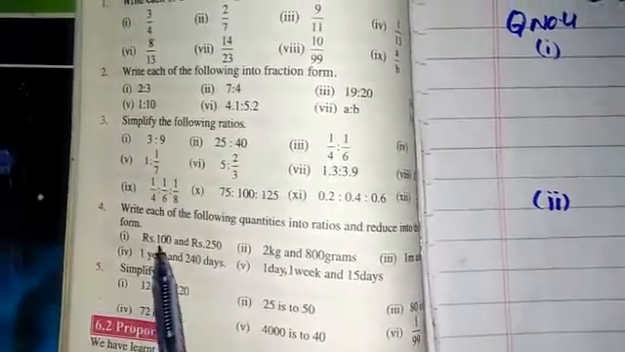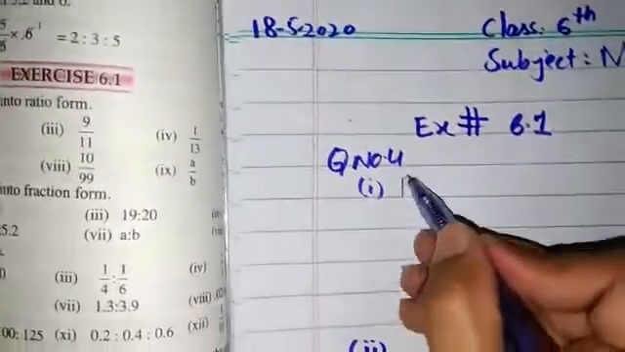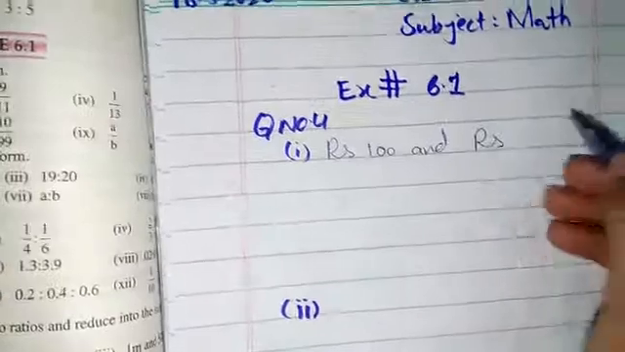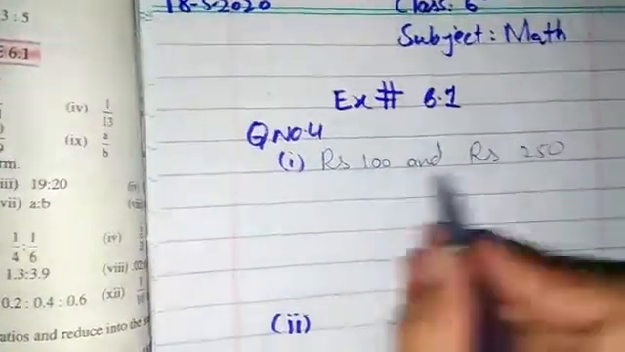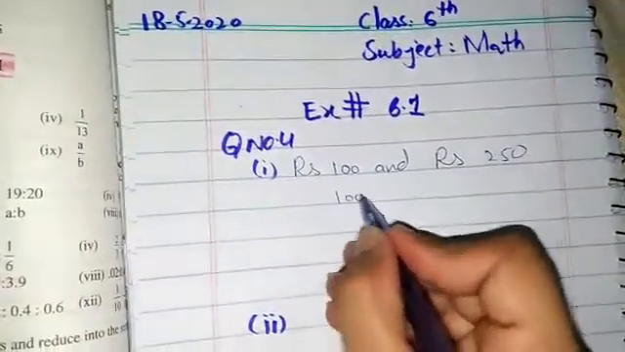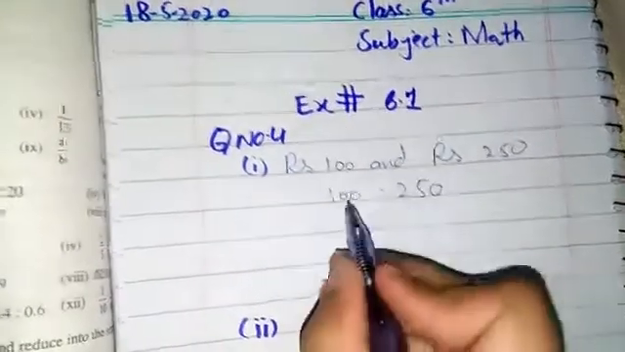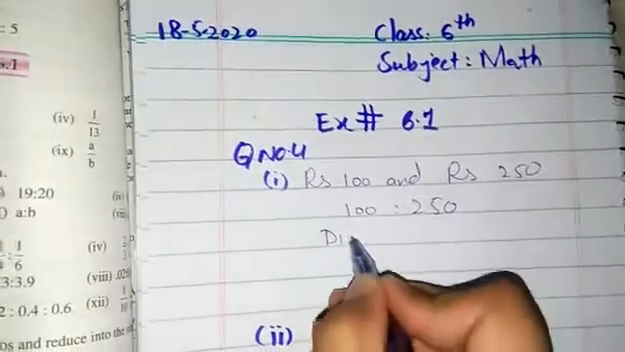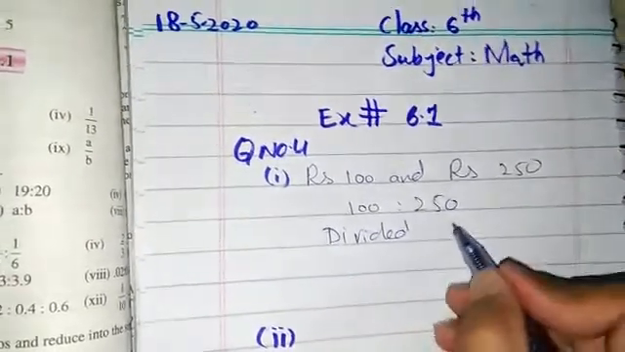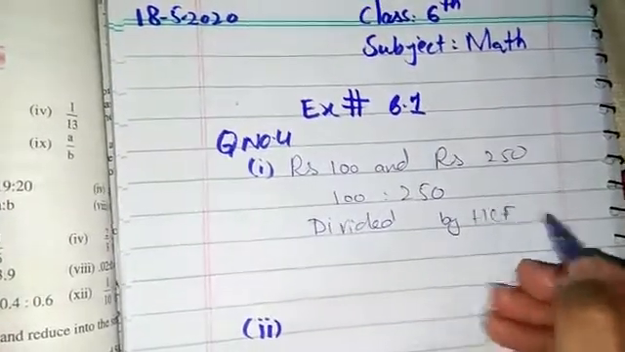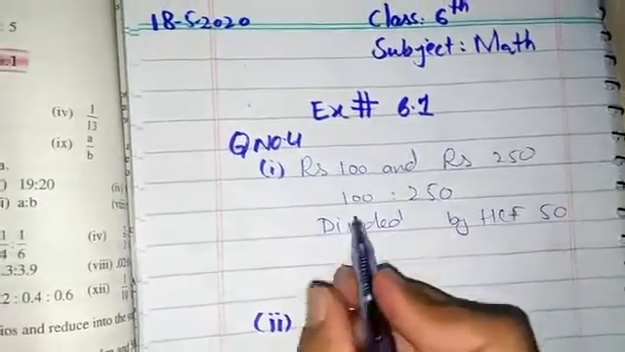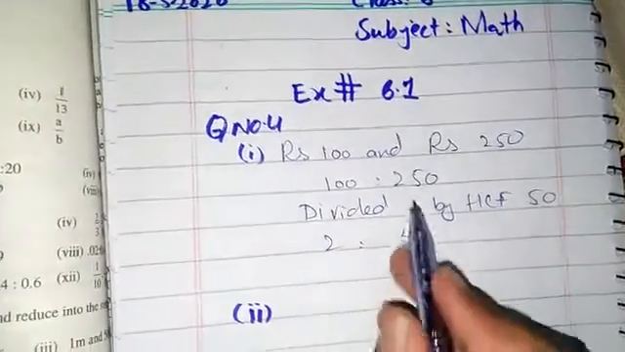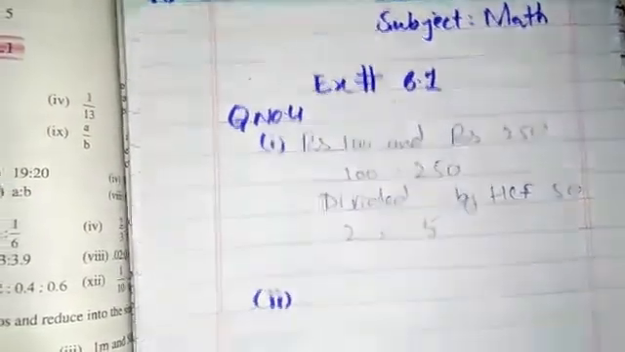So our first question is rupees 100 and rupees 250. Both quantities have the same units, so we write them in ratio form. This is the ratio form, and then reduce into the simplest form by dividing by the HCF 50. Then 50 twos are 100 and 50 fives are 250. Now this is the simplest form of the ratio.